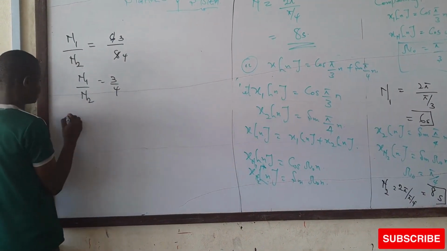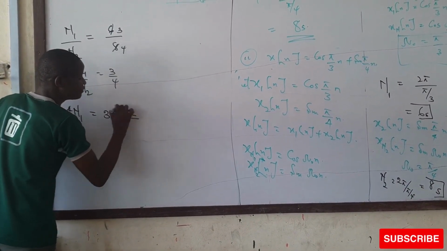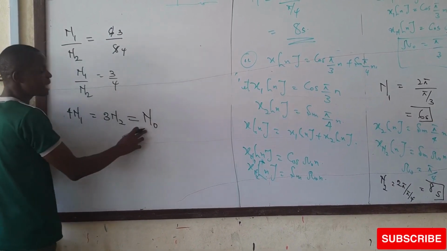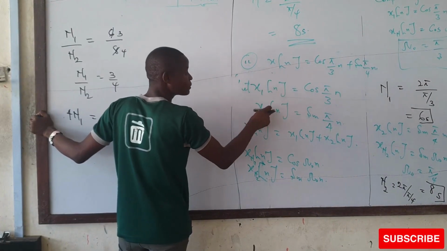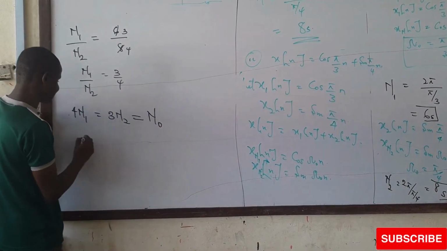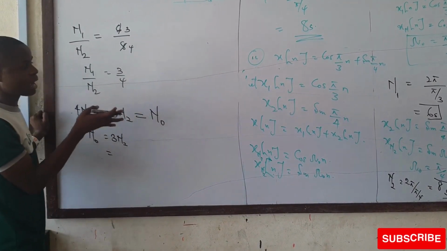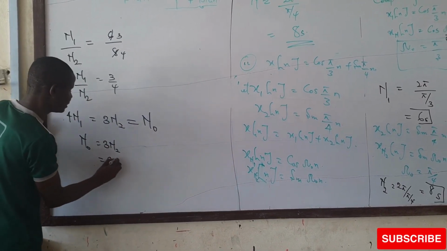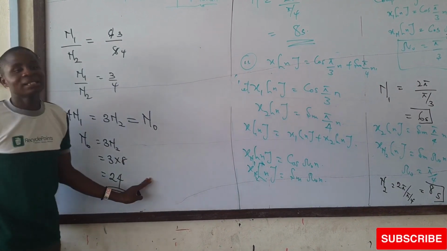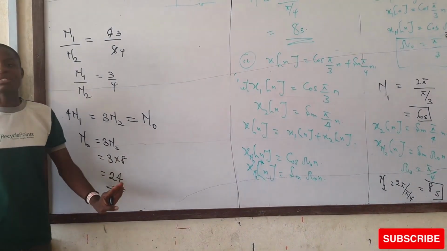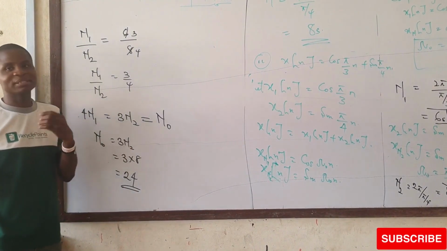From here, I can now say 4n1 is equal to 3n2. Now let everything equal N naught, where N naught is the general period for x of n, not for x1 of n, not for x2 of n. So in this case, N naught is equal to 3n2. What did I get for my n2 before? I got 8 seconds for my n2. So 3 times 8 is 24. This is where I'm going to stop for classifying our signal as periodic or aperiodic.